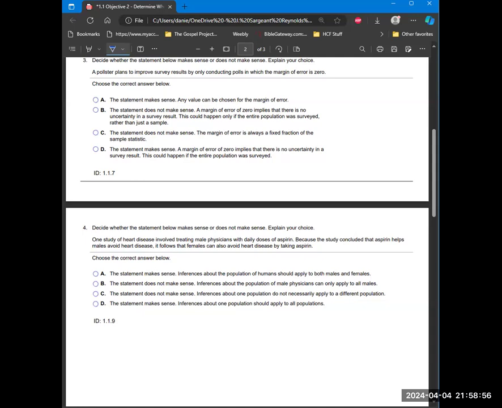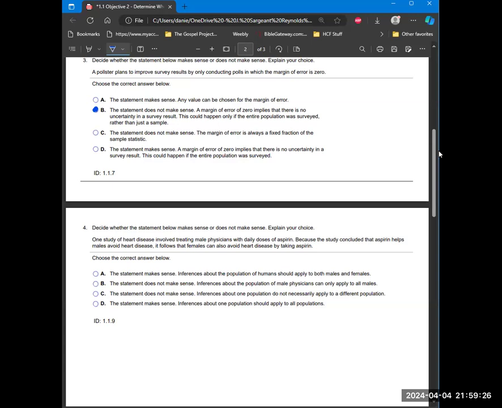a survey result. This could happen only if the entire population was surveyed rather than just a sample. That would be called a census, not a sample. So we would not be able to take a sample and estimate what's going on with the population with a 0% margin of error. All right.